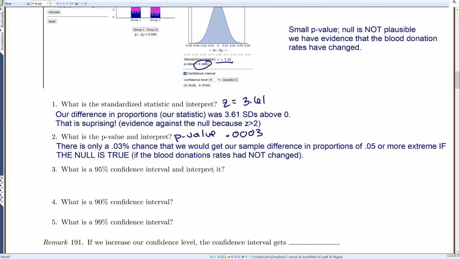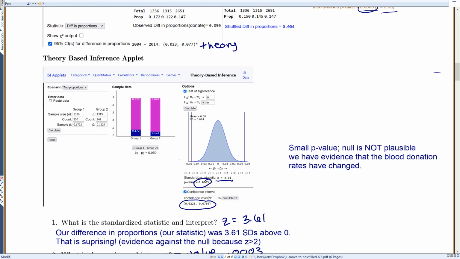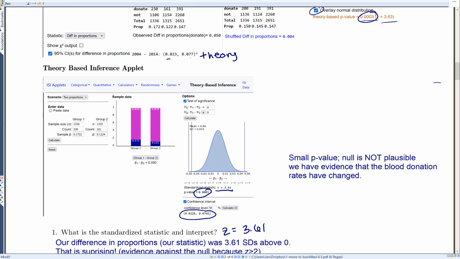Now, I might ask you, what is the 95% confidence interval, and interpret it. So these are theory-based intervals. You can see it here on the theory-based applet, or you can see it here on the simulation applet. It will always give you the theory-based confidence interval if you click that box.